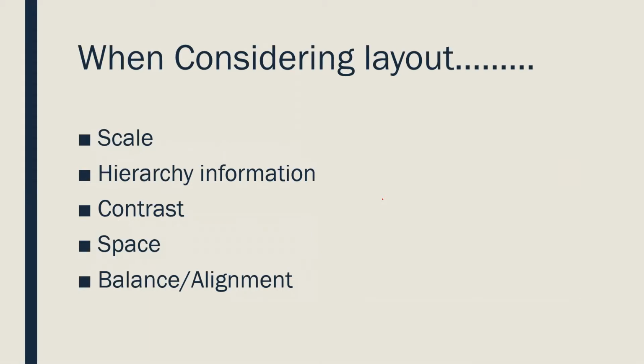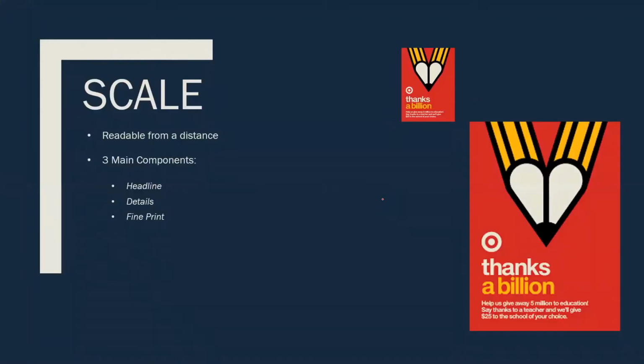So with the goal of our poster decided upon, we now need to consider how our poster will be laid out. There are 5 elements we need to pay attention to when creating our poster, which are scale, the hierarchy of information, contrast, space, and lastly, balance and alignment. So let's begin with scale.